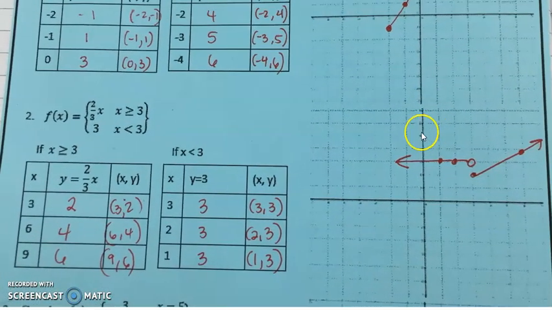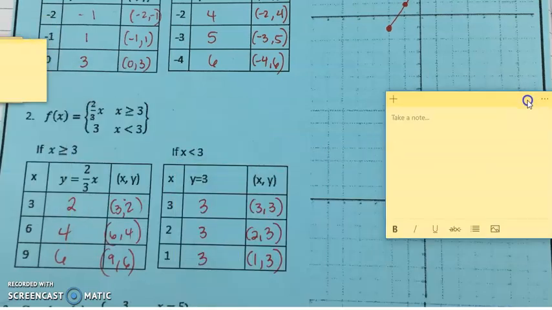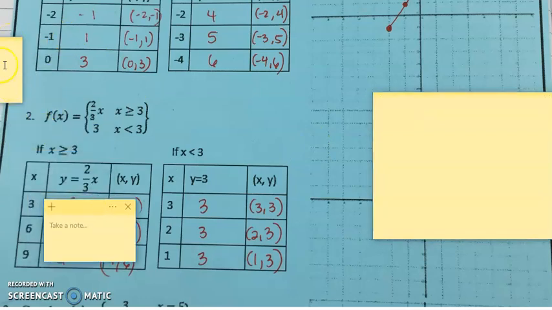For number 2, if you'd like to pause the video at this point to try it yourself, you could definitely do so. You don't have to, though, if you don't want to. And so we'll do the same thing here.